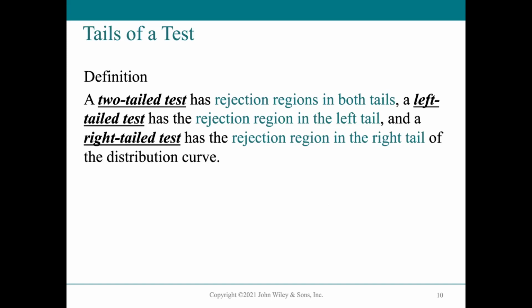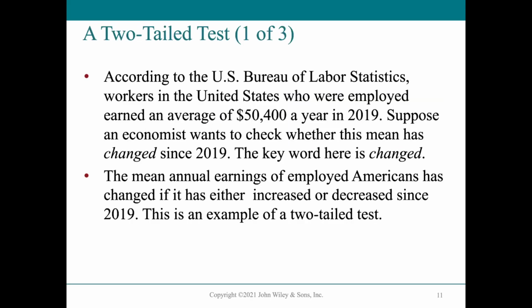Now let's look at the tails of a test. We have a two-tailed test, which is based on how you look at the normal distribution curve. When you have a two-tailed test, you have rejection regions on both tails, on the leftmost side and the rightmost side of your normal distribution curve. And then we have a left tail test, where the rejection region is only on the left tail, and the right tail test, where the rejection region is only on the right tail of your distribution curve.